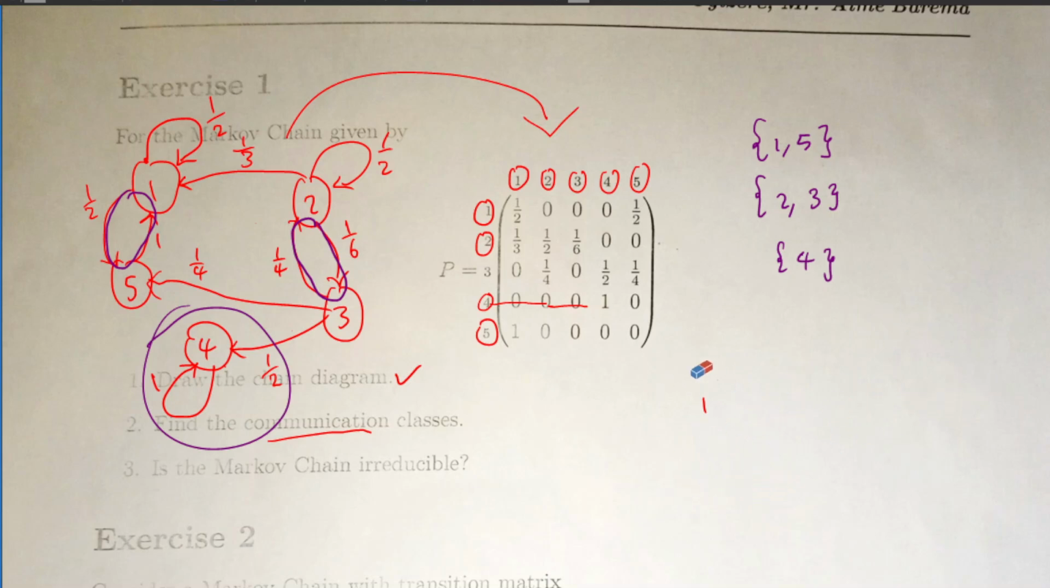So in our case, these are the classes 1, 5, 2, 3, and 4. Now, is this Markov chain irreducible? The answer is no. Why? You count the number of classes. If the number of classes is more than 1, then it is not irreducible.